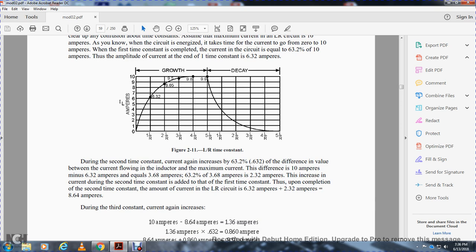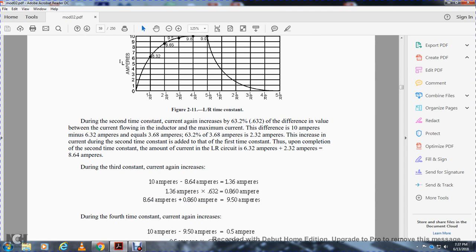During the second time constant, the current again increases by 63.2% of the difference between the maximum current and the current flow. The difference of 10 amperes minus 6.32 amperes equals 3.68 amperes. 63.2% of the 3.68 amperes is 2.32 amperes. This is the increase during the second time constant, added to the first time constant. Thus, upon completion of the second time constant, the current in the inductance-resistance circuit is 6.32 plus 2.32 amperes, or 8.64 amperes.